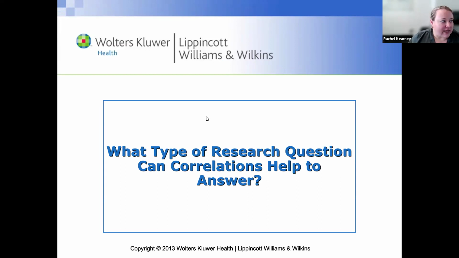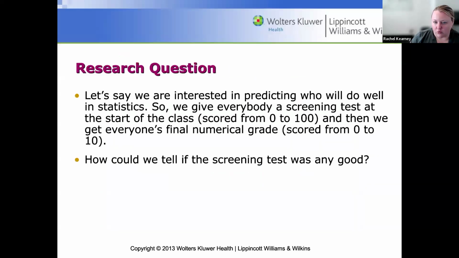So the types of research questions that correlate with doing a type of correlation. So what would you use this for? An example might be that you're interested in predicting who will do well in statistics. So we give everyone a screening test at the start of the class, and we score that screening test from 0 to 100. And then we get everyone's final numerical grade, and that grade is scored from 0 to 10. So we're going to see if there's any correlation between the screening test and the final grade in the course.